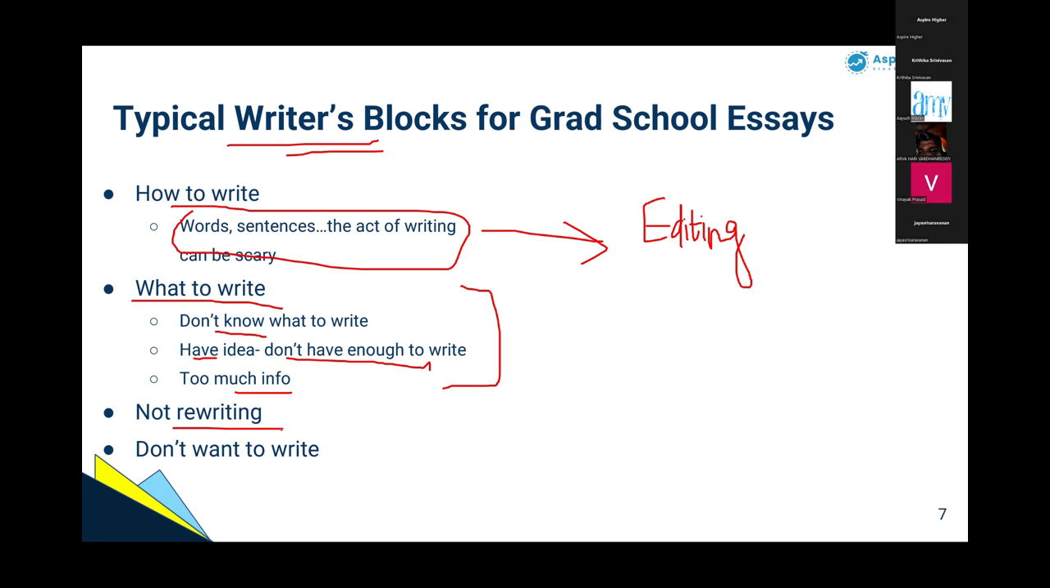Because in your composition class or essay class or something like that, you are not going to keep on rewriting. But for the first time in graduate school, you have to understand that it is an iterative process with a lot of rewriting involved. So that can be one of the challenges, right? The biggest challenge is you don't want to write.